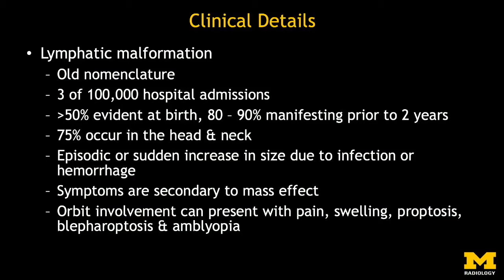So lymphatic malformations are more common than venous malformations, which appear in the head, neck, face, and the orbit. And they can have episodic changes. Lymphatic malformations are more prone to hemorrhage within them or to develop infections, and that way they muster a pretty significant inflammatory response, causing a lot of pressure effect on adjacent structures. Symptoms are basically secondary to mass effect, and the orbit particularly is more commonly involved in the lymphatic malformation group.